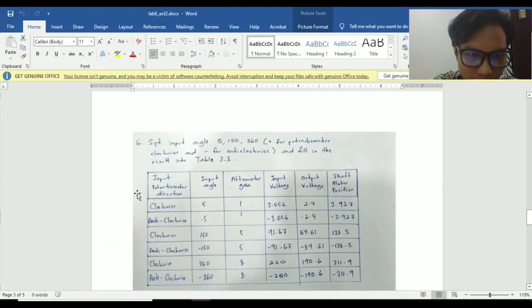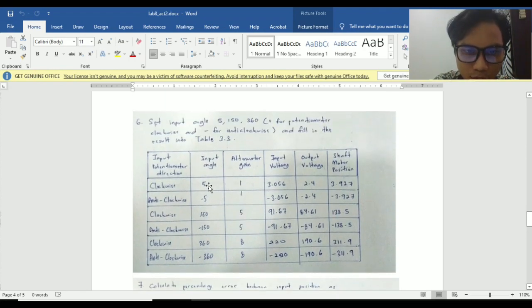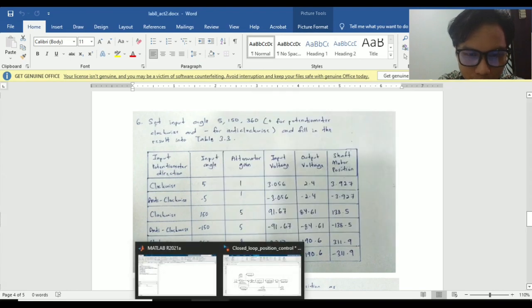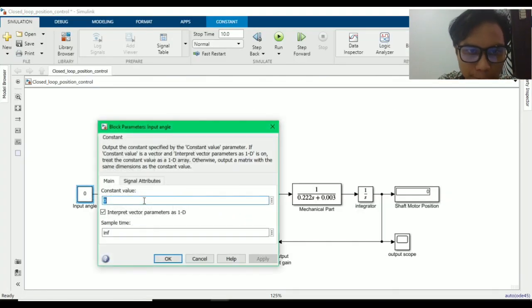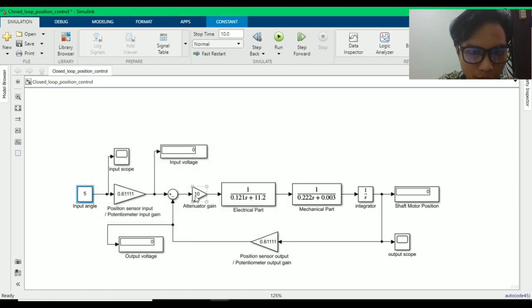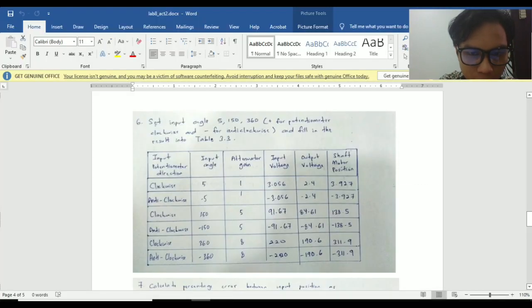Okay, for step 6, set input angle 5, 150, 360. For 5, we are going to do only these in here, 5 and 1. So 5, 1. This input angle is 5, the gain is 1. So we get input voltage 3.056 and shaft motor 3.927 and output voltage is 2.4. So it's the same also. And for anti-clockwise, when it's negative, all the results are negative also.